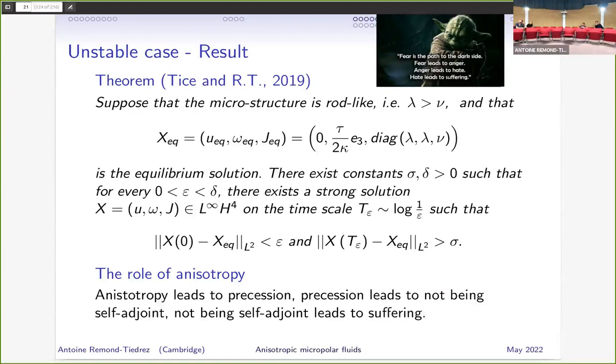And is that what happens? We don't. I mean, that would be the next thing to do. So that's the unstable case.